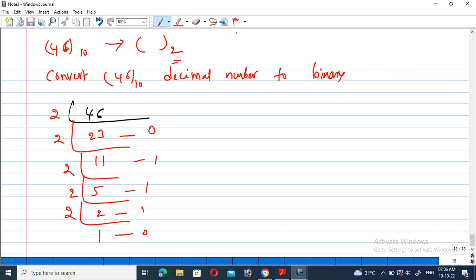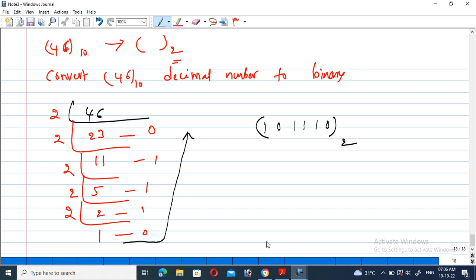Now you can collect the remainders from bottom to top. You can get the equivalent number system. What is the value? You can represent 1 0 1 1 0. So 1 0 1 1 0. This is the equivalent binary number for the decimal number 46.